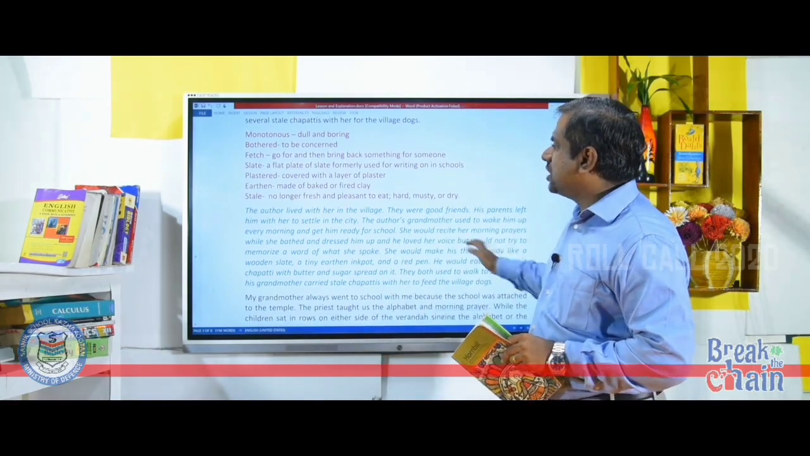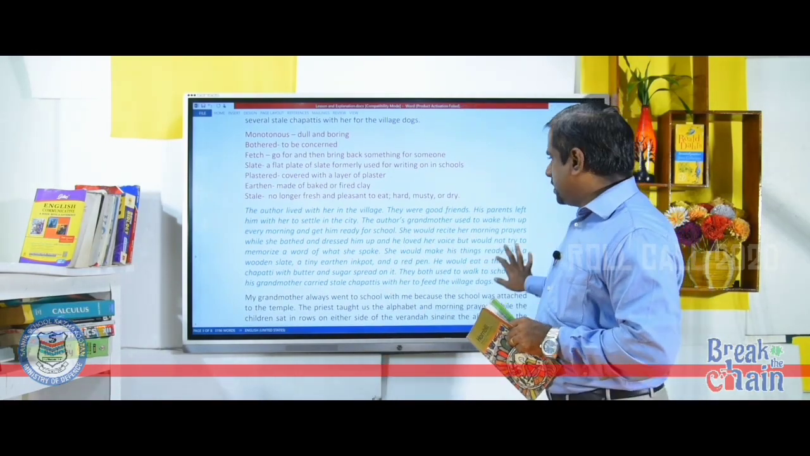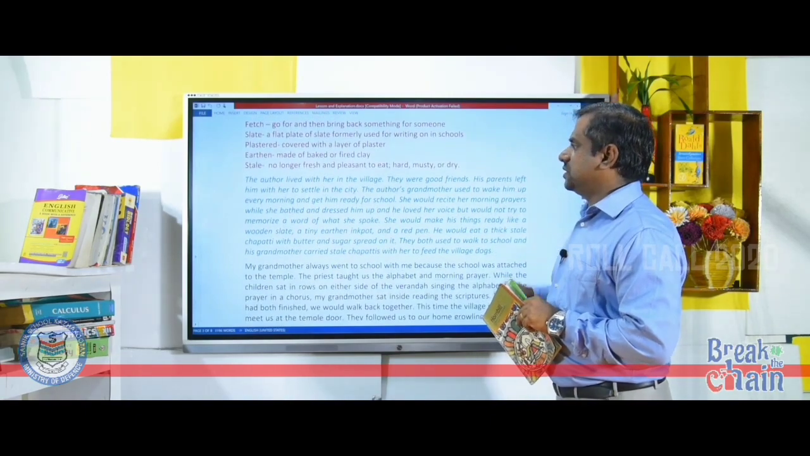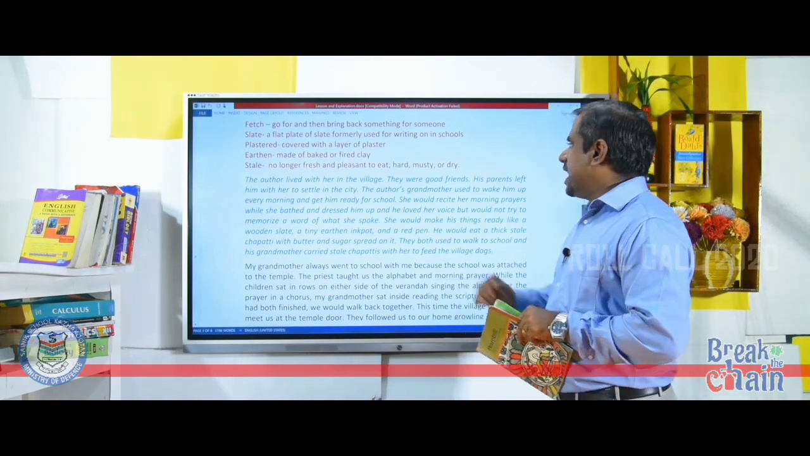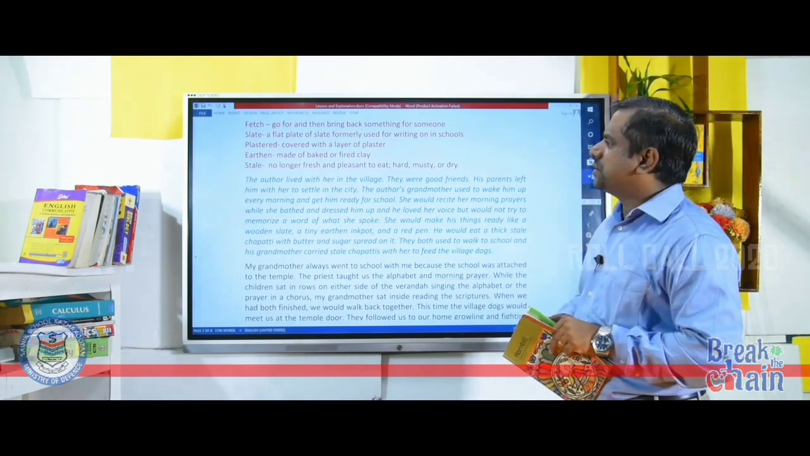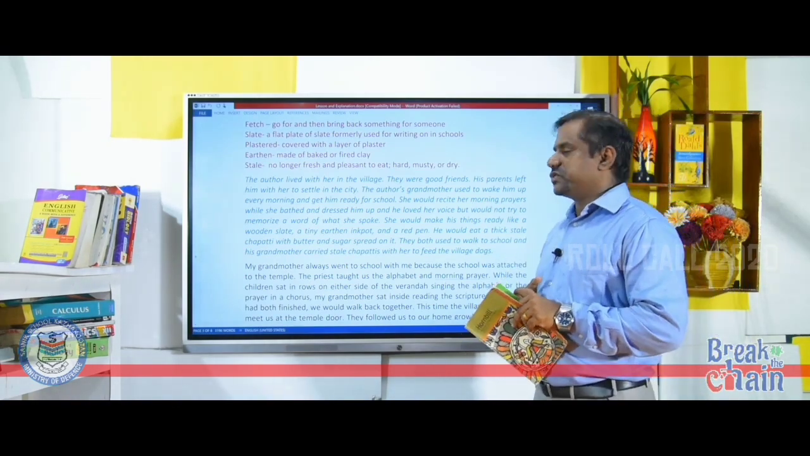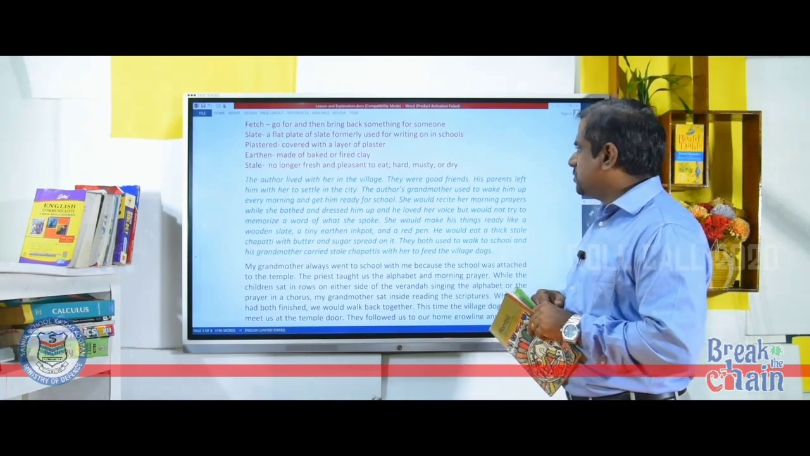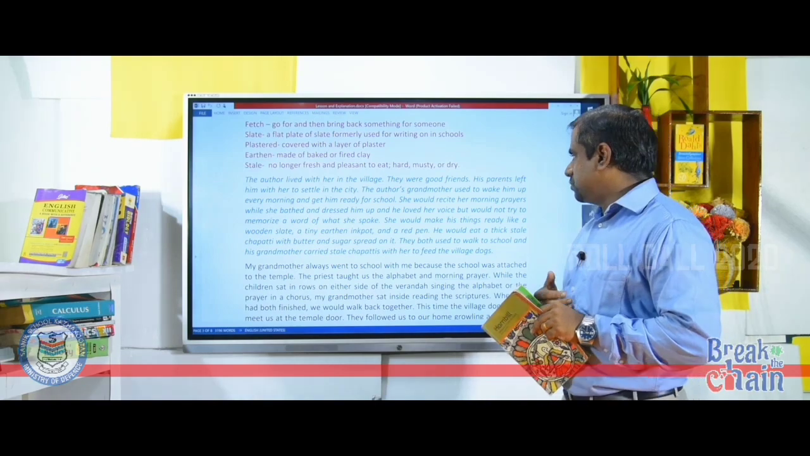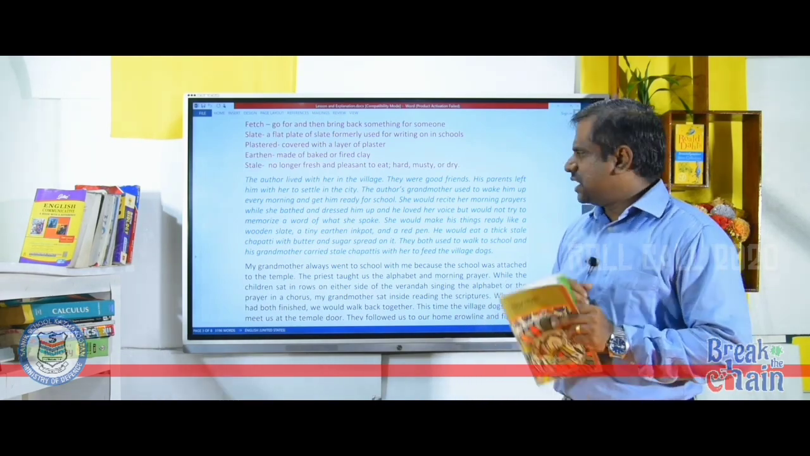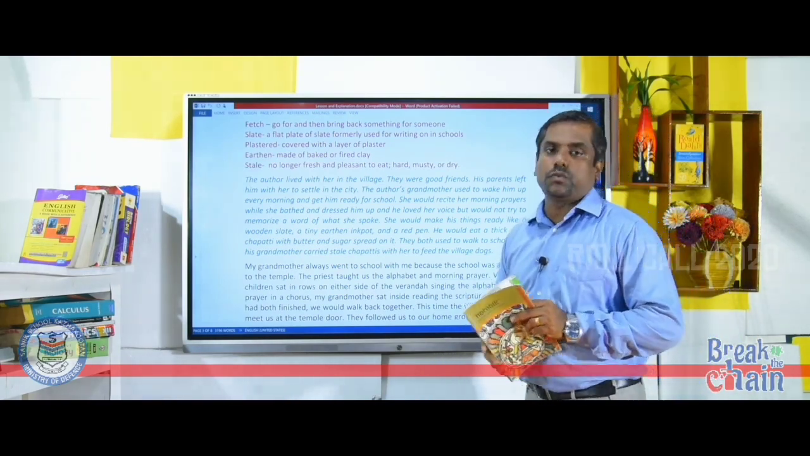We can see here the author lived with her in the village. They were good friends. His parents left him with her to settle in the city. And the author's grandmother used to wake him up every morning and get him ready for school. She would recite her morning prayers while she bathed and dressed him up, and he loved her voice but would not try to memorize a word of what she spoke.